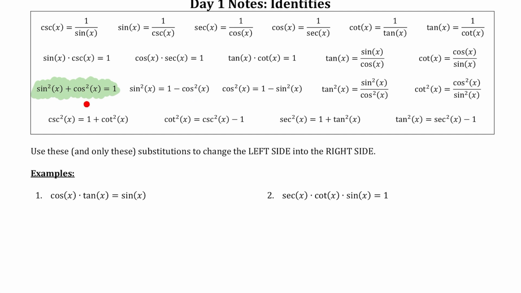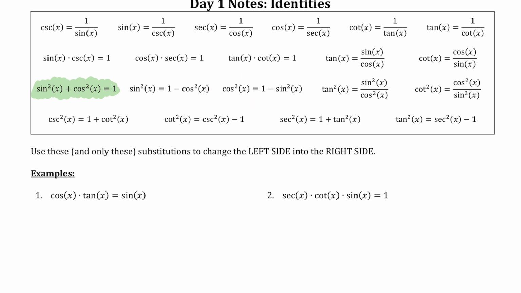Something that I should have added onto here is that it does matter if it's squared. If you just have sine of x plus cosine of x, it does not equal 1. It has to be squared. This has to be 1 minus cosine squared for it to be sine squared. You can also subtract sine squared on both sides and end up getting what cosine squared equals.